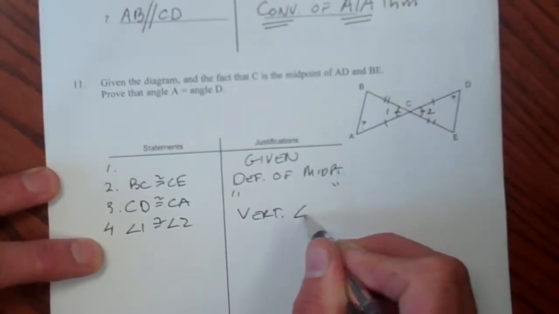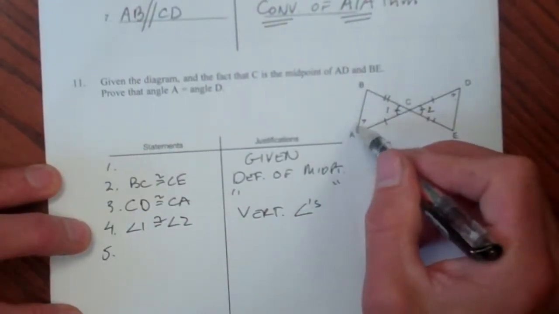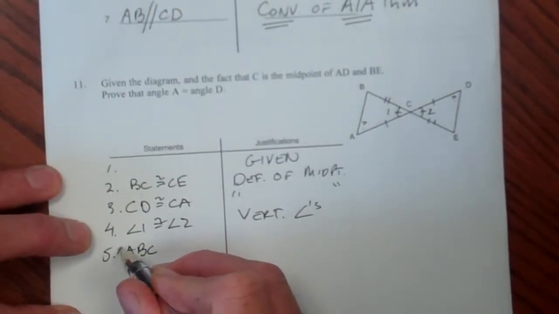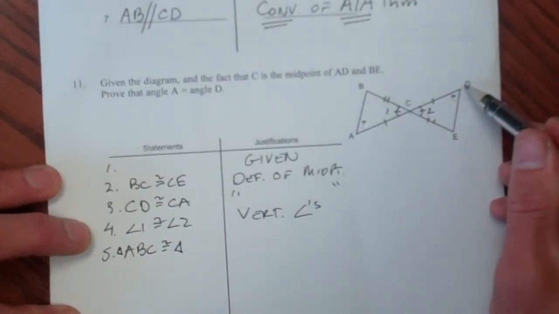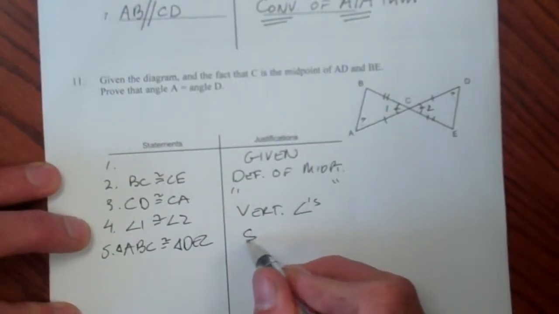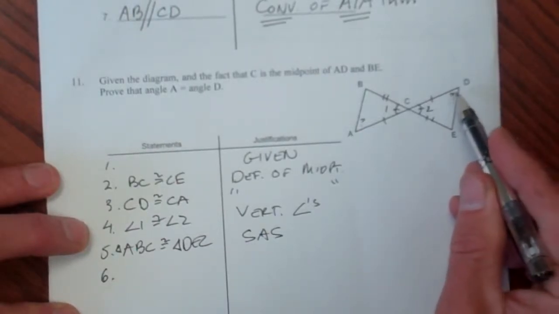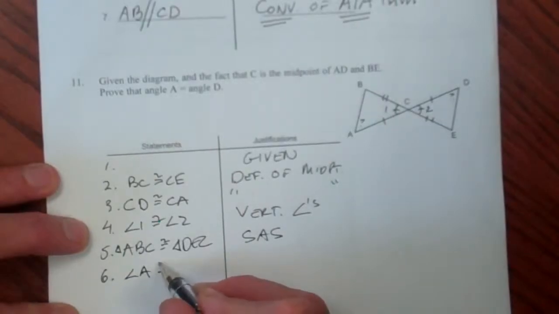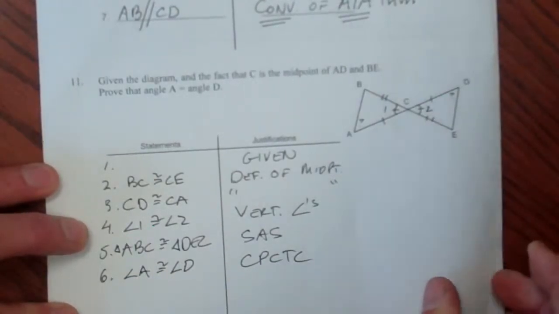They're vertical angles. And then finally, step 5 is going to be that these triangles are congruent. So triangle ABC is congruent to triangle DEC, and that's for reason of side, angle, side. And then finally, like we've done so many times, these parts are congruent. These angles out here, angle A is congruent to angle D because of CPCTC. Alright?